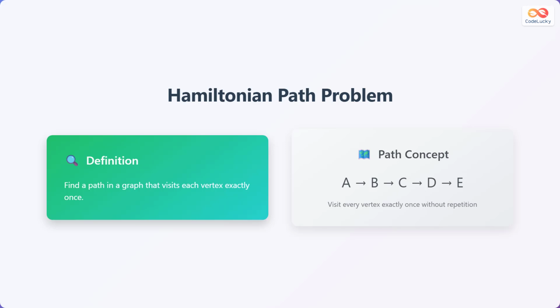Consider a simple graph with vertices labeled A, B, C, D, and E. A Hamiltonian path in this graph would be the sequence A to B to C to D to E, where each vertex is visited exactly once. The challenge is to find such a path in a given graph, or determine that no such path exists.